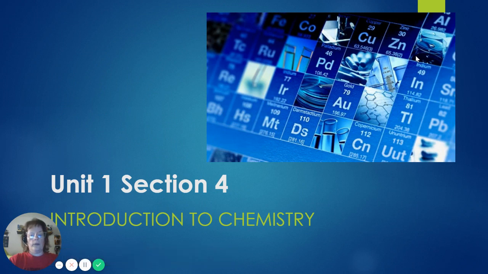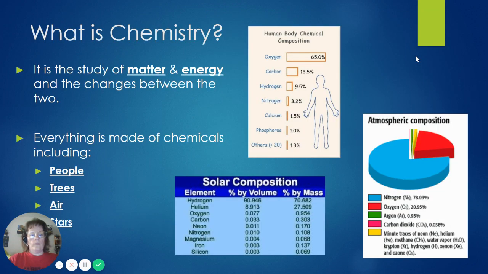I'm going to get into some specific chemistry stuff, what you think of when you think chemistry. Basically, in chemistry we're really just going to be studying matter and energy and how the two interact with one another and change one another. Everything is made up of chemicals, including you, plants, the air, stars, pretty much everything. And there are some pictures showing you different aspects of chemistry, looking at solar composition versus the chemistry of the body and the chemistry of our atmosphere.